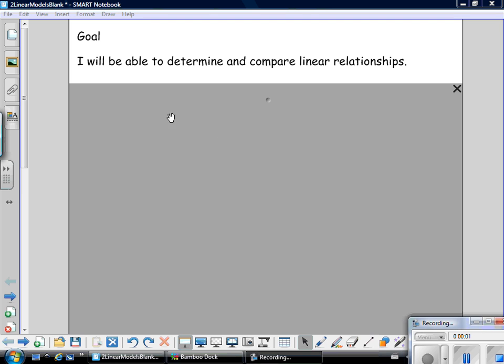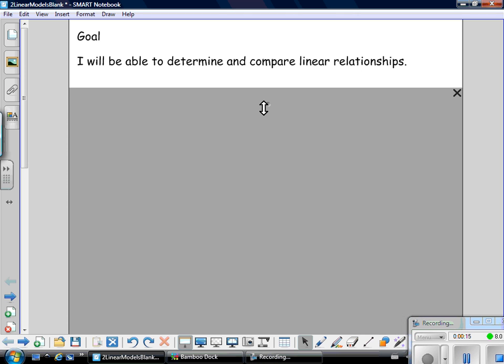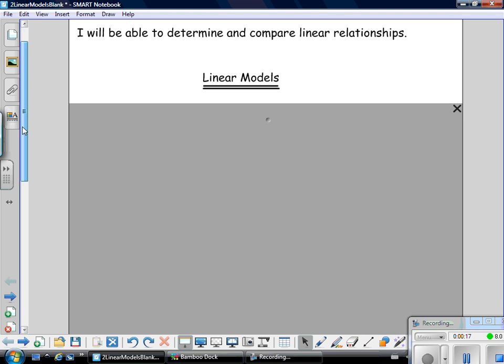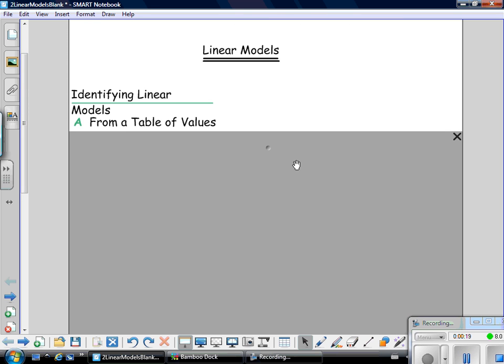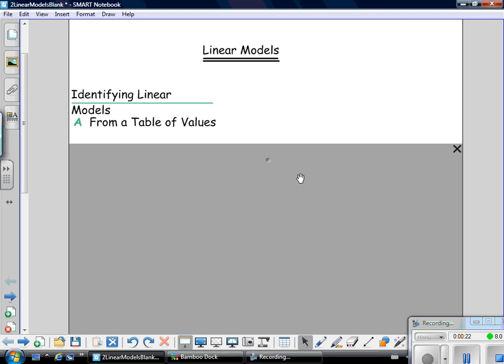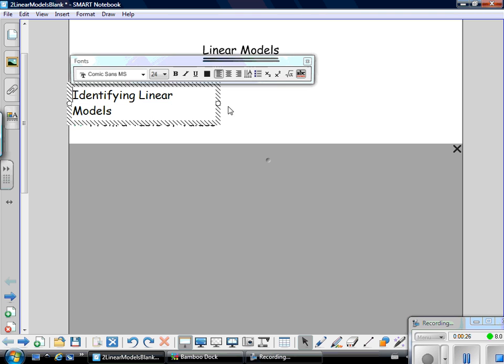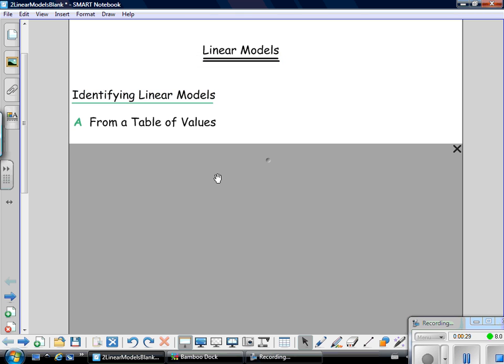Today what we're going to be doing is a twofold goal, in the sense that we're going to determine what relationships are linear as well as compare two or more linear relationships with one another. So first of all, when we're looking at linear models, one way we can tell is from a table of values. The way we can tell from a table of values has to do with the fact that their first differences are equal.